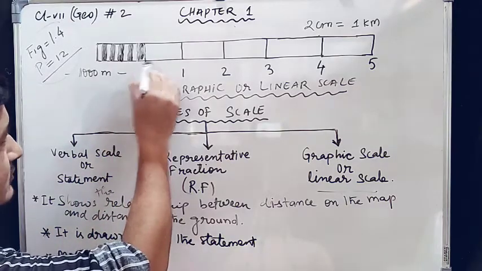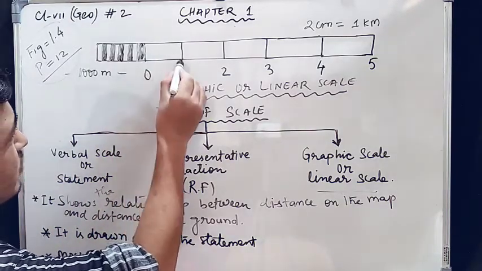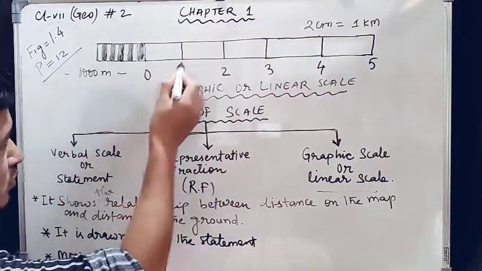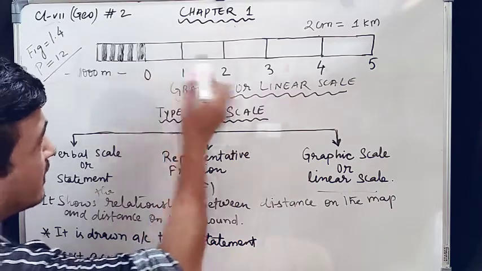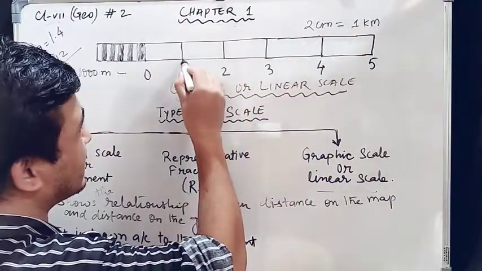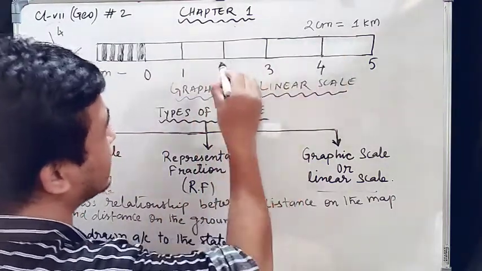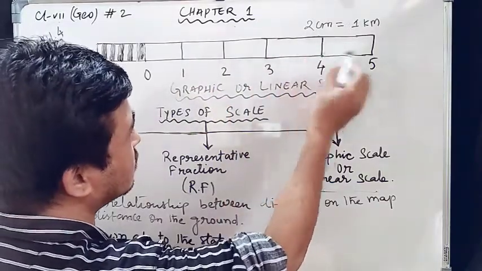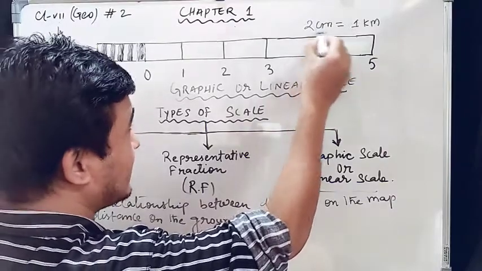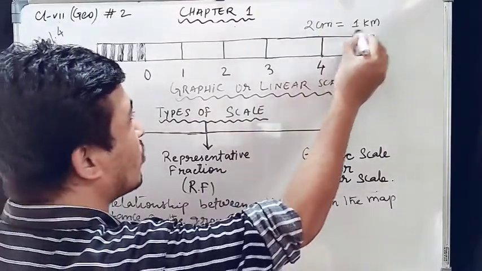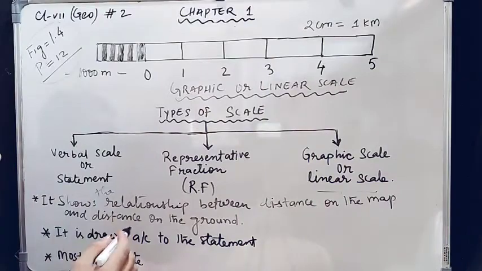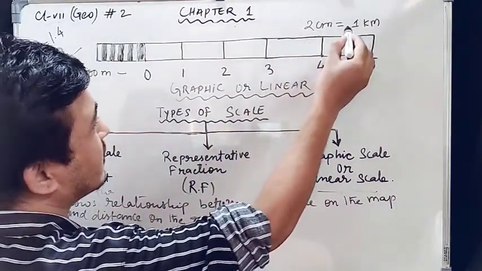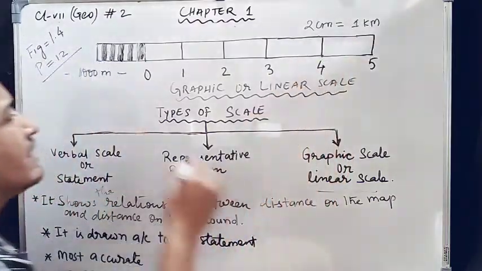And each unit, from 0 to 1, is 2 centimeter. What is the length from 0 to 1? 2 centimeter. Similarly, from 1 to 2, also 2 centimeter. 2 to 3, 2 centimeter. 3 to 4, 2 centimeter. 4 to 5, 2 centimeter. And 2 centimeter represents 1 kilometer. It means 2 centimeter on the map is equal to 1 kilometer on the ground.